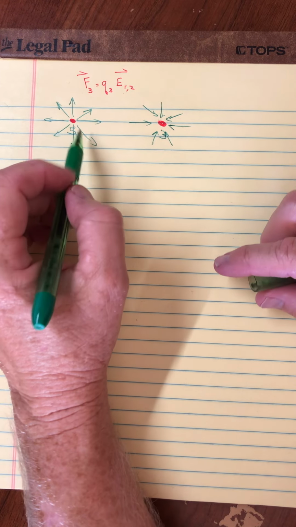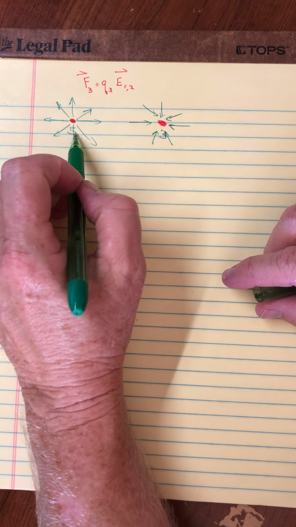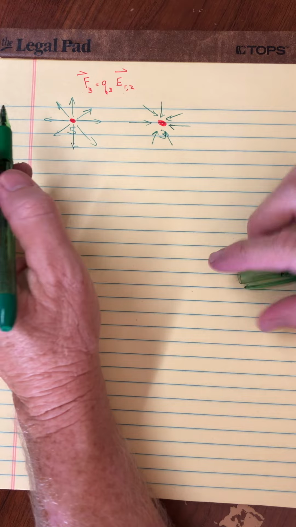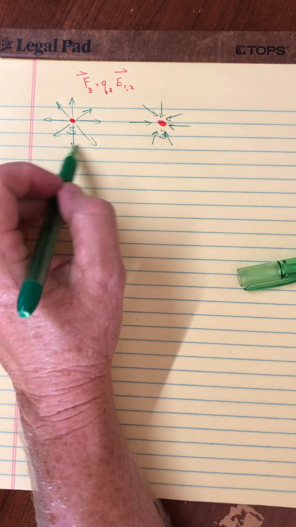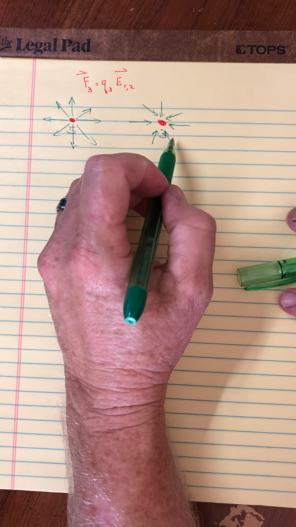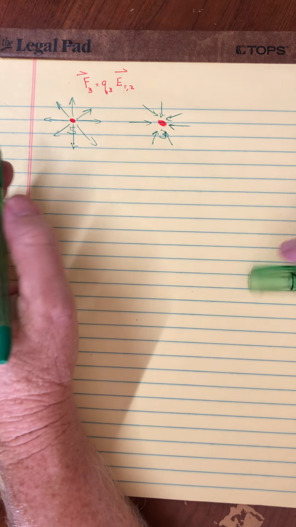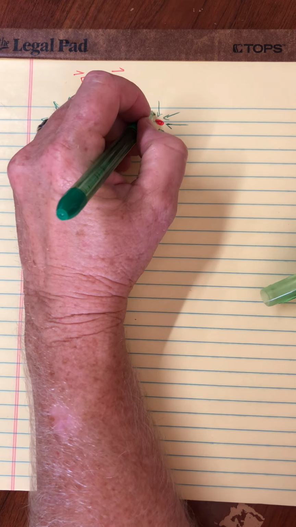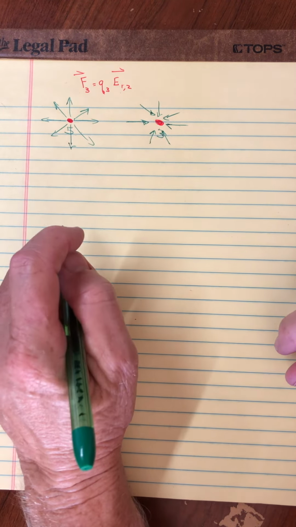I should have watched my ratios. 1, 2, 3, 4, 5, 6, 7, 8. I should have drawn like 5 or 10 here, so then I could draw like 10 here and 6 here. But let's not worry about the number of arrowheads to indicate its strength for just a second.